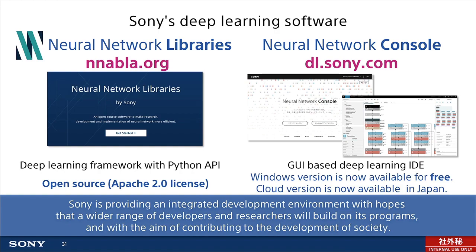Okay, so it's the conclusion. We released such Neural Network Libraries and Neural Network Console. The libraries are completely free because they are open source. And for Neural Network Console, the Windows version is free, and the cloud version is already available in Japan. So I recommend utilizing this software to make your deep learning development effective, as well as to develop human resources for deep learning effectively, because it's very easy to understand what is going on in deep learning by using this GUI-based software.